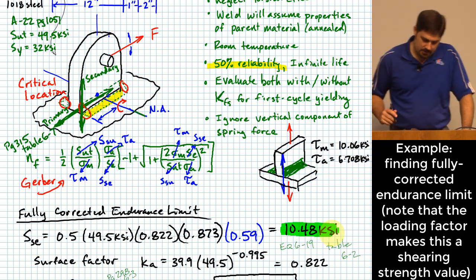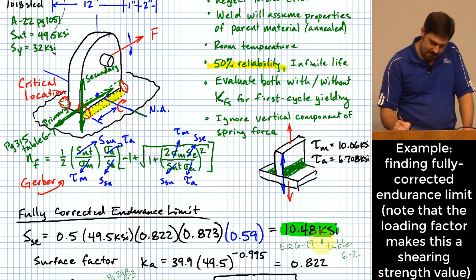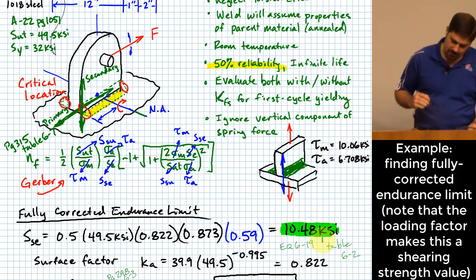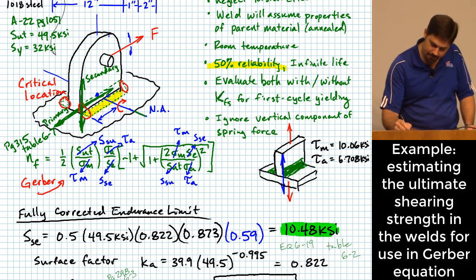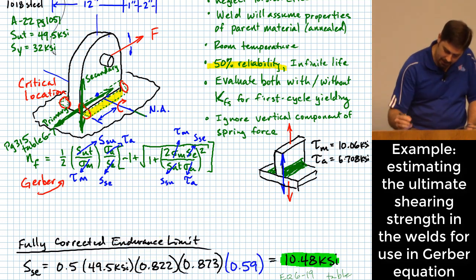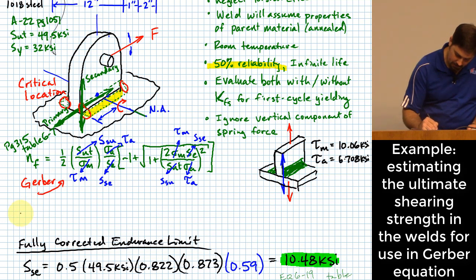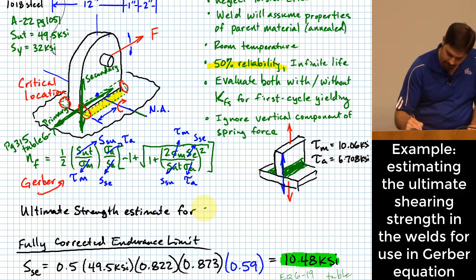Let's do a little inventory. So far we have tau sub M, tau sub A, S sub SE. What else do we need? S sub SU. So maybe I'll even put a heading on this: ultimate strength estimate for shearing.